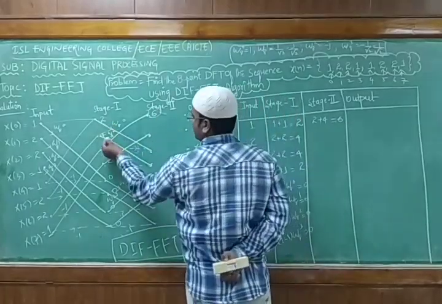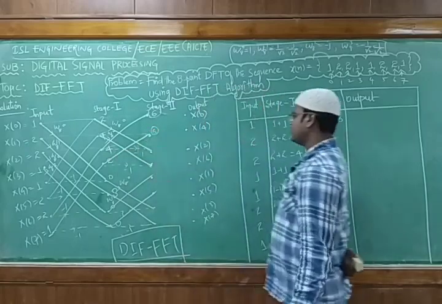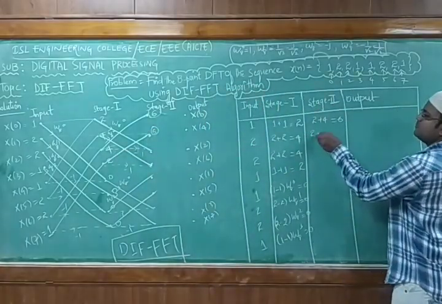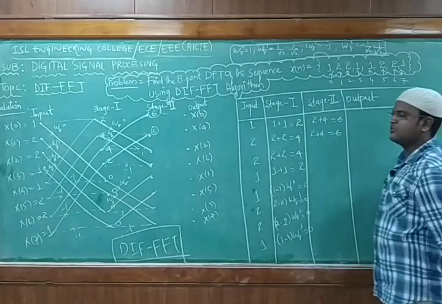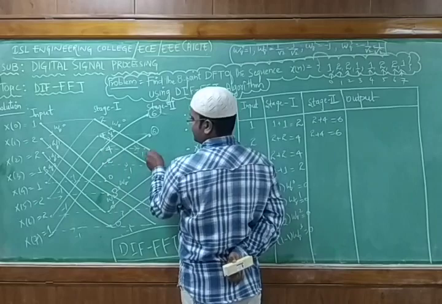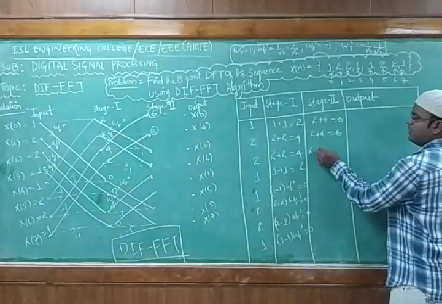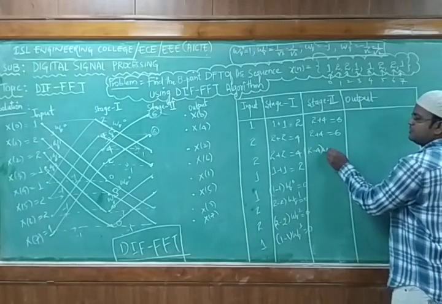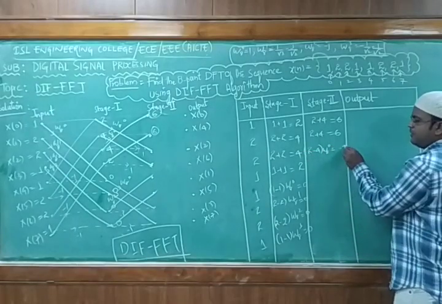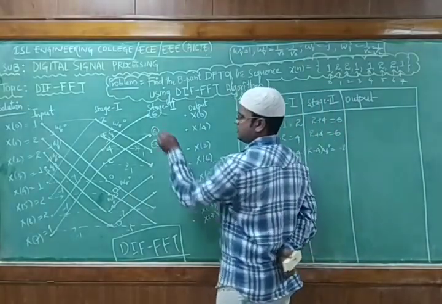Similarly, for the next, 4 is coming here and 2 is coming here. Again it is 6. So the next input is also the same. Similarly, next here 2 minus 4 of omega 8 power 0. So what I'll write is 2 minus 4 of omega 8 power 0. Omega 8 power 0 is 1, so this is nothing but minus 2. So we do have minus 2 here.